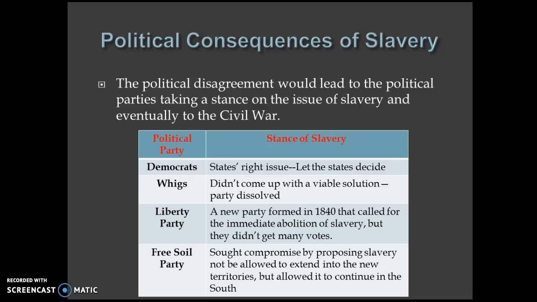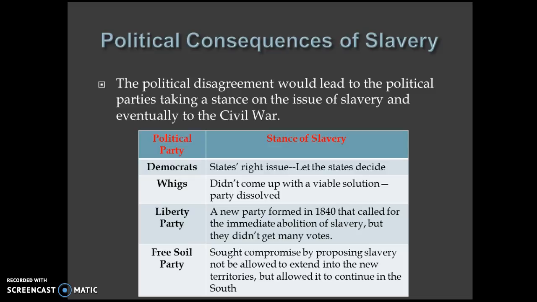Yet a new party called the Liberty Party that was formed in 1840, and what they were calling for was an immediate abolition of slavery, immediately get rid of slavery. But like I said, I showed you in the last slide, not everyone, even in the North, was on board for this idea of immediate abolition. So they didn't really get that many votes and weren't a major factor.